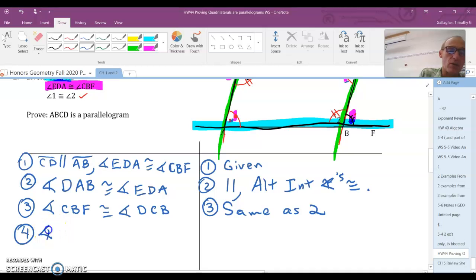So angle CBF, all right, congruent to angle, no, not angle CBF, my fault, angle DAB, this one, congruent to angle DCB. And that is by the transitive property.